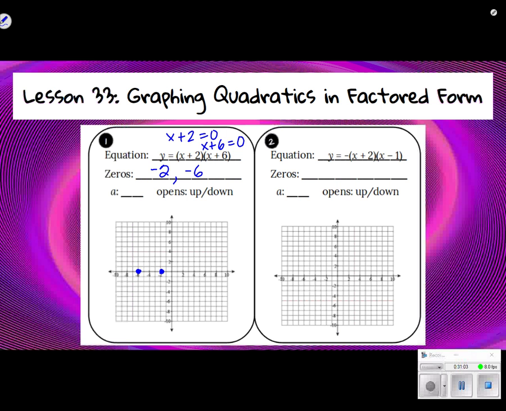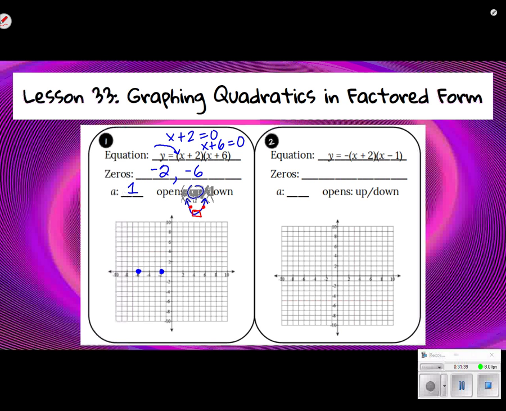Our a value is in the front, right in front of that first parenthesis, there's a 1 there. Because that 1 is positive, it's going to open up and look like a smiley face. So inside those two points, right here and right here, where I have my zeros, somewhere down here we have a vertex. That's the place where it turns around, going from decreasing to an increasing function. And that is going to happen right at the midpoint.